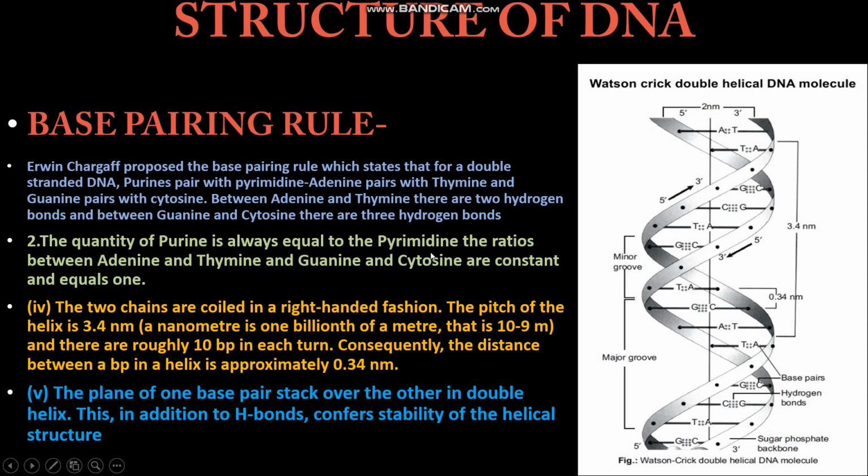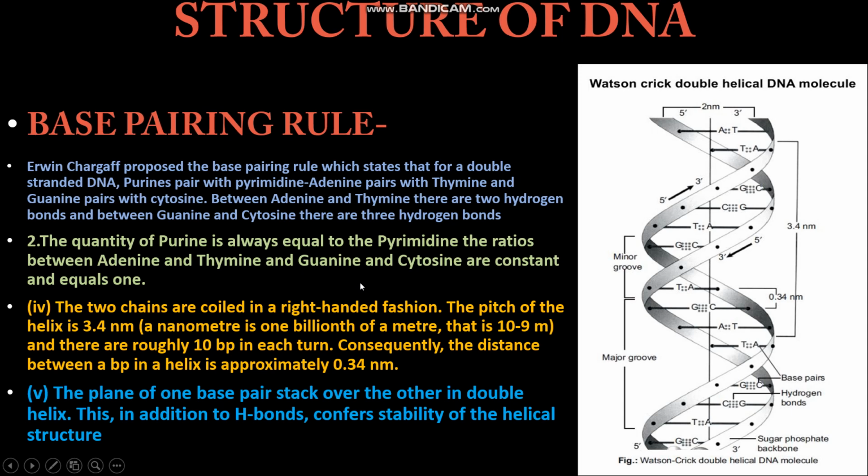So this is the base pairing rule and according to Erwin Chargaff, the quantity of purine is always equal to the quantity of pyrimidine. If adenine is 20%, thymine is also 20%. And the ratios between adenine and thymine and guanine and cytosine are constant and equal 1. So that is the base pairing rule.